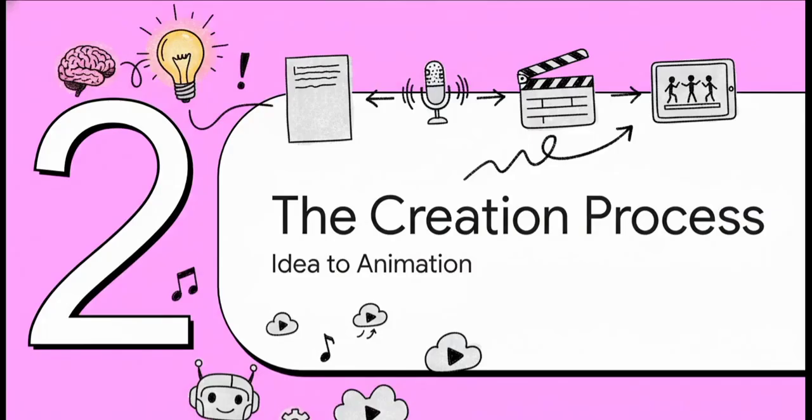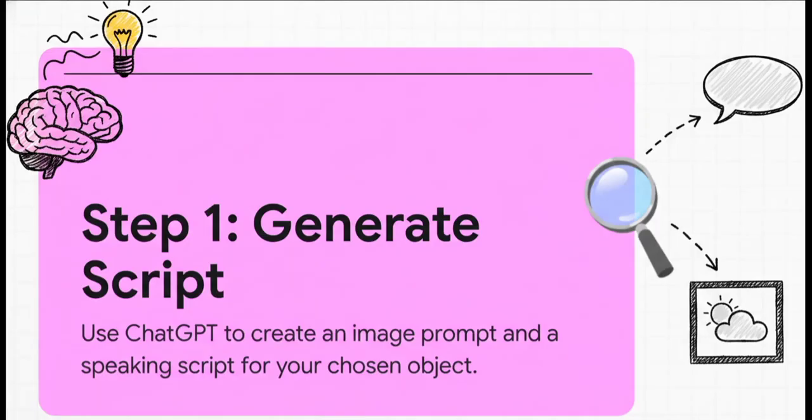All right, so let's get into the nitty-gritty, the step-by-step of how this is actually done. I'm going to walk you through how you can go from a totally blank page to a finished animated video in just a couple of minutes. Okay, so it all starts with the idea. First thing you do is head over to ChatGPT, our brain, right? And you ask it for two things. First, a script for your object to say, and second, a prompt that you can use to generate the image of that object. It's basically doing all the creative heavy lifting for you.